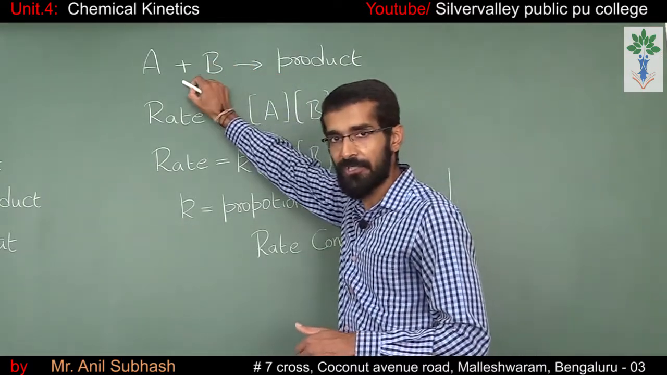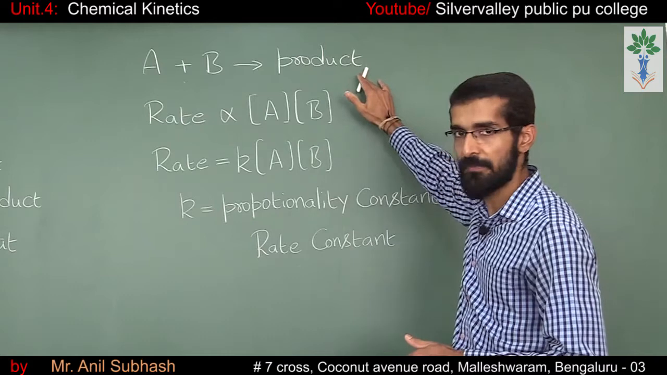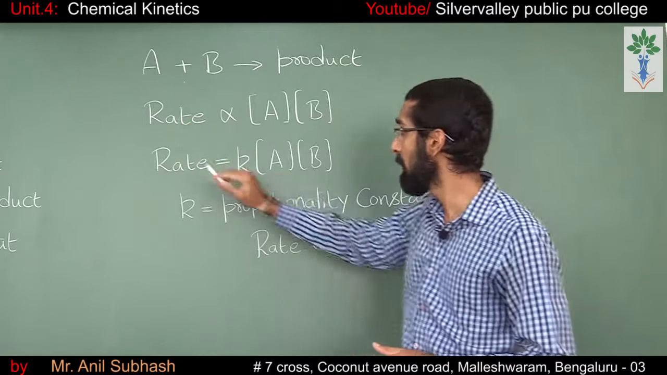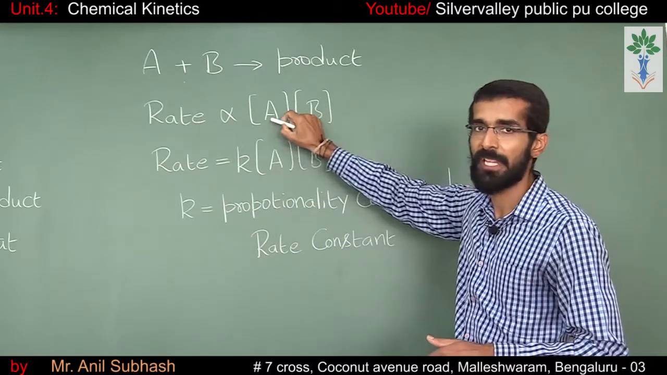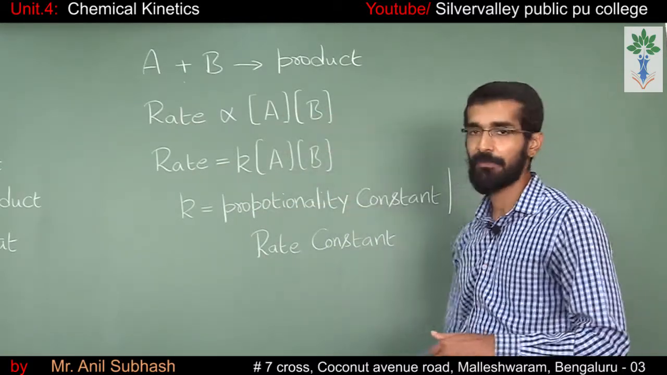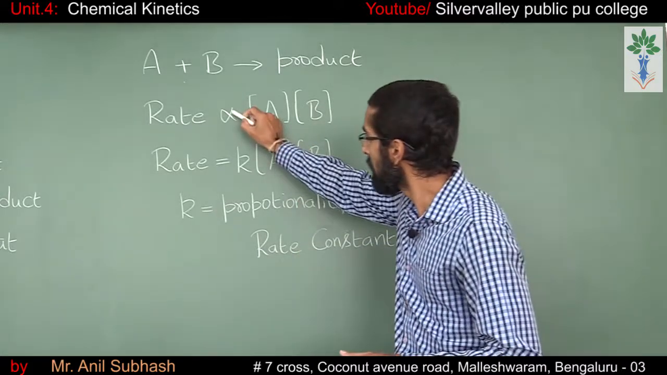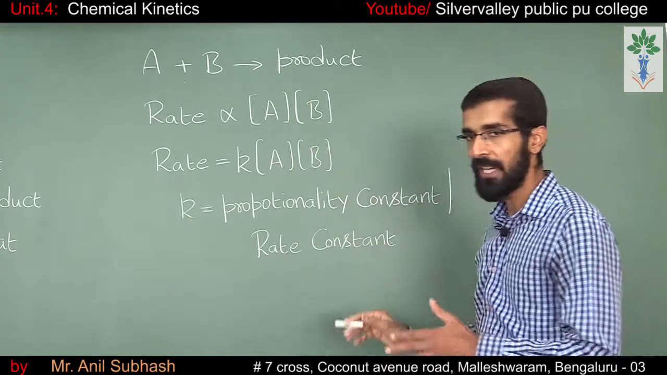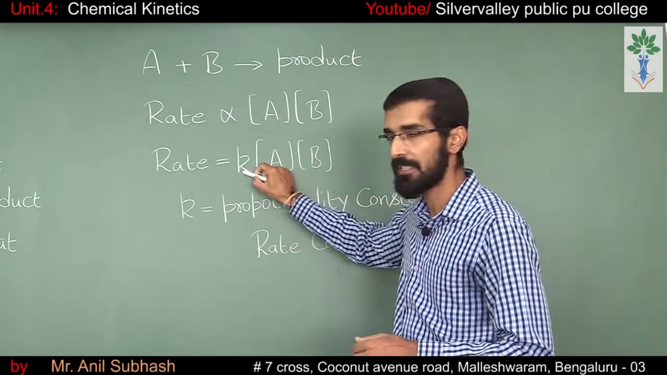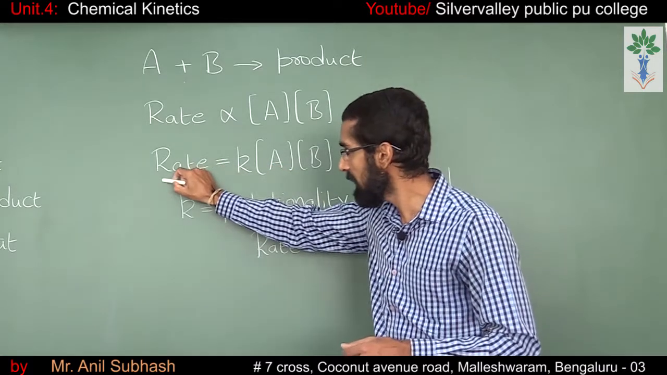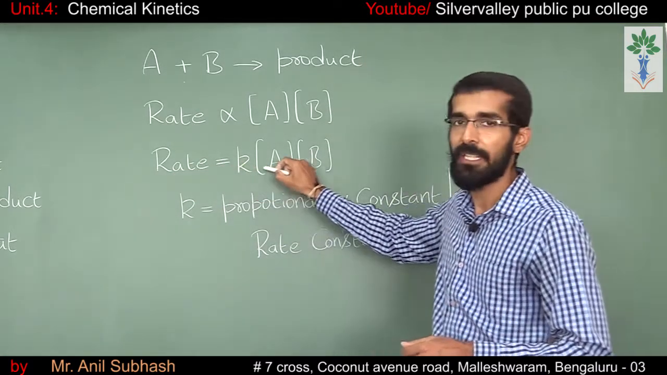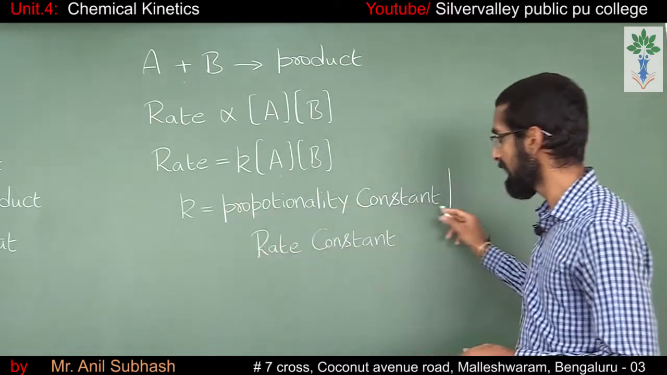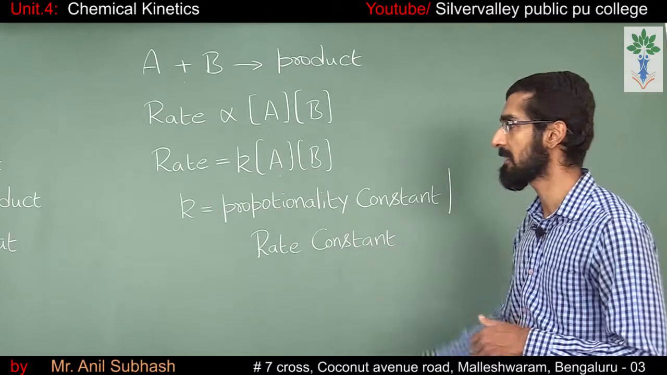If I consider the reaction of the type A plus B gives products, according to the law of mass action, the rate will be directly proportional to the active mass of reactant A and the active mass of reactant B. To remove this proportionality, I need to multiply by a constant, and in this case the constant is K. Therefore the rate is equal to K into active mass of A into active mass of B, where K is a proportionality constant known as the rate constant.